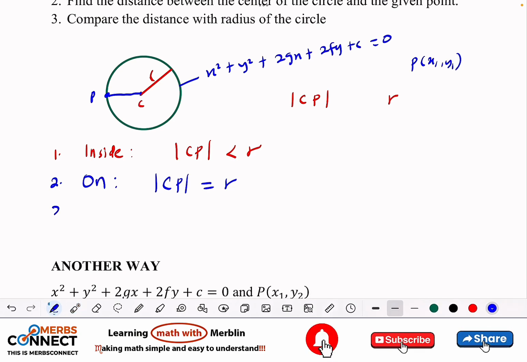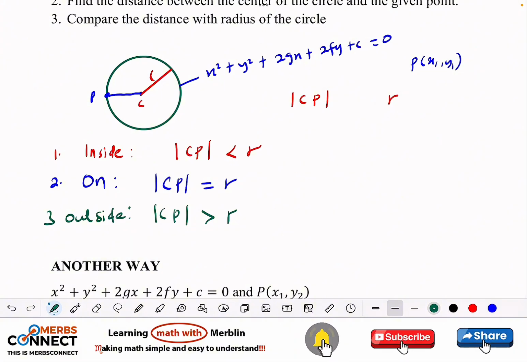Last one is 3, right? 3, outside the circle. So outside the circle, you can clearly see that that is when the distance here is greater than r, right? So what can we see? We can see that that is when we have our point P somewhere outside. So you will see that the distance between P and C will be greater than the radius r. So basically, that's what we are going to get for inside, on and outside.